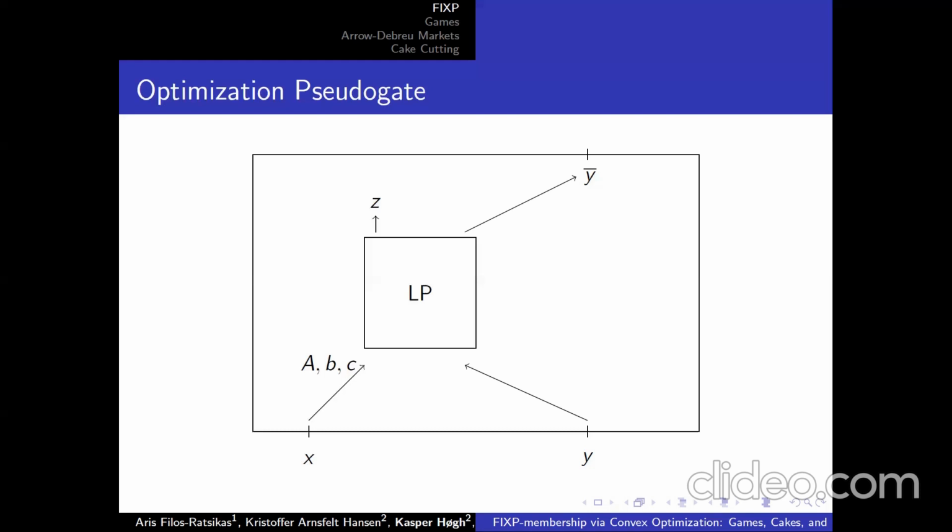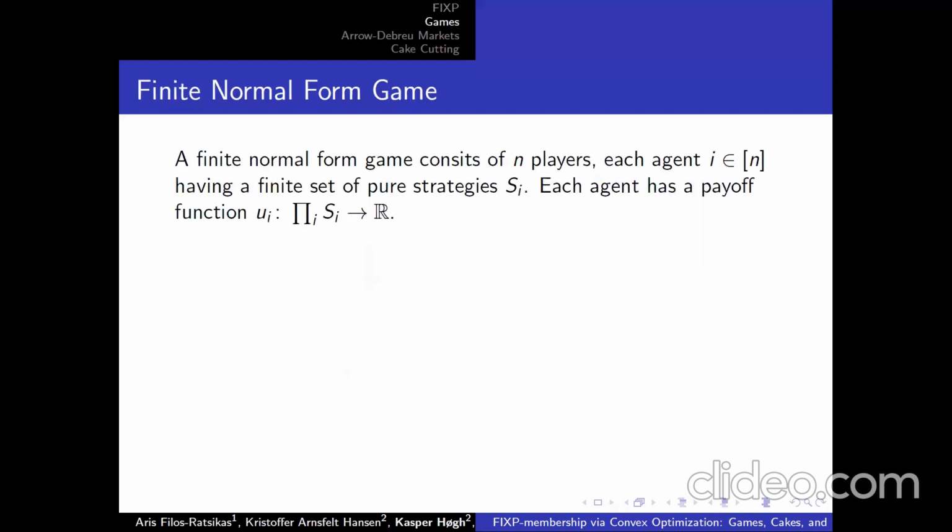Okay, so that's the idea of the pseudogate, and now I'll move on to some applications of how we can use this. The first example I want to go through is the example of finite normal form games that I mentioned earlier. A finite normal form game consists of some players, say n players, and each player has some strategies. Each player also has a payoff function, which, when all the agents have picked some strategy, gives some real value for the ith agent.